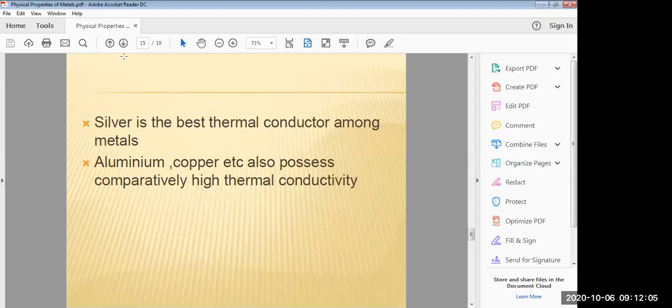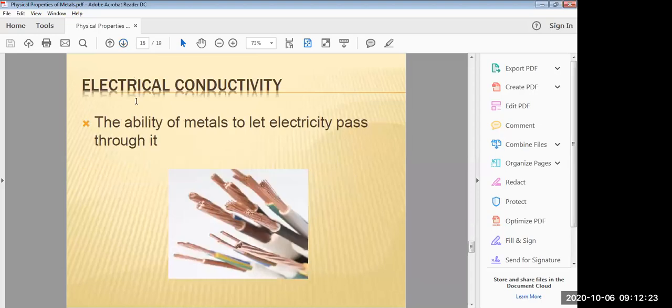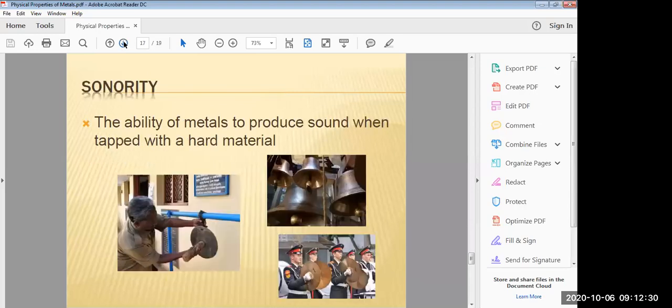Hence, as we know, most of the electrical wires contain either copper or aluminum. But as compared to the cost of copper, aluminum is rather cheaper. Hence, sometimes aluminum metal may be used as a good conductor of electricity. Here, these are the electrical wires which are made up of copper. Copper is a good conductor of electricity.